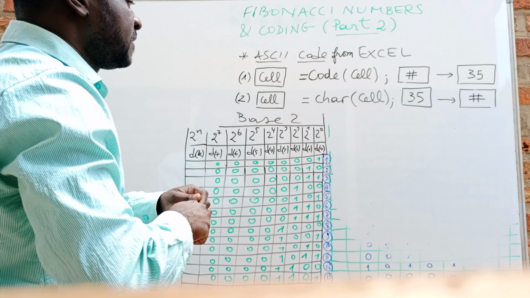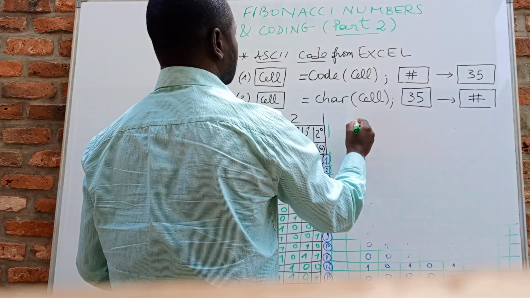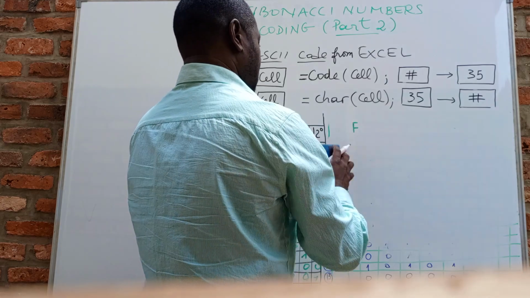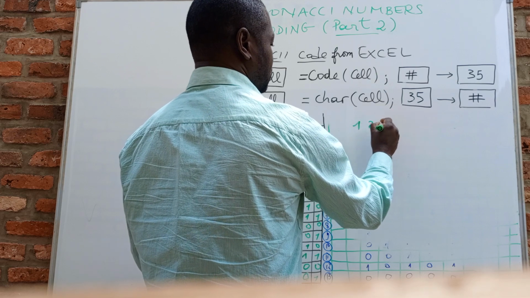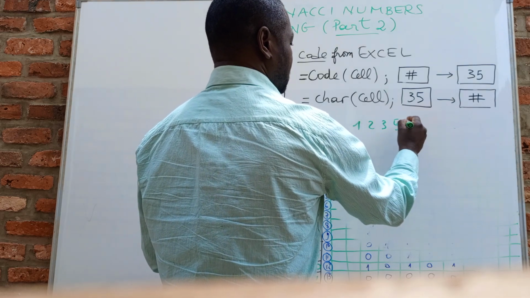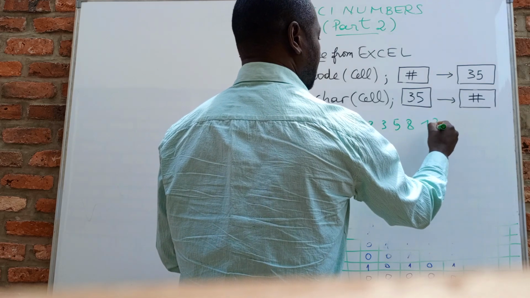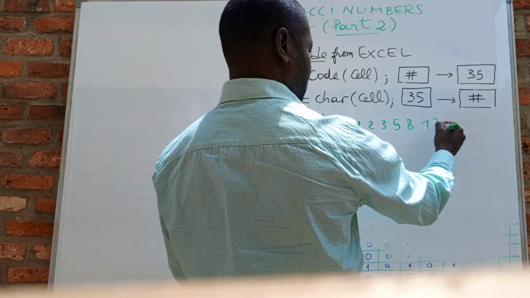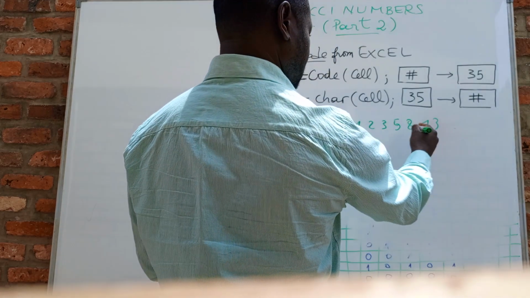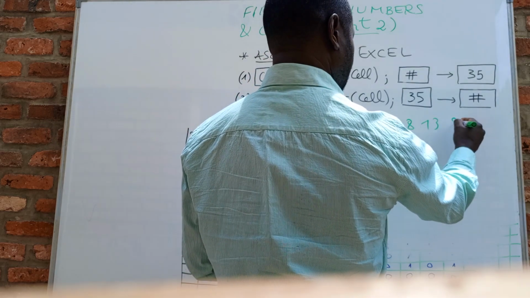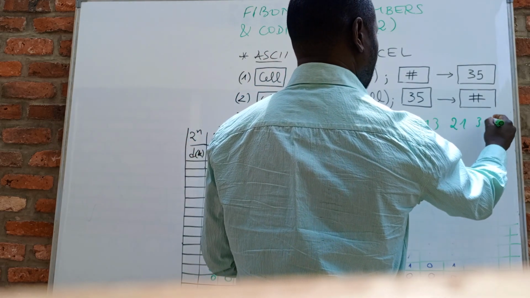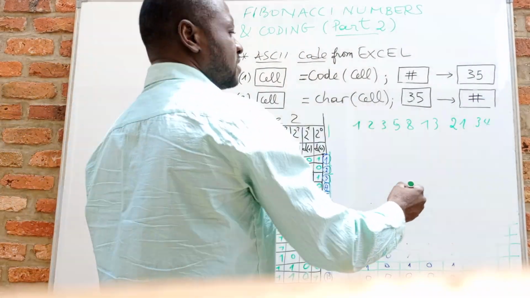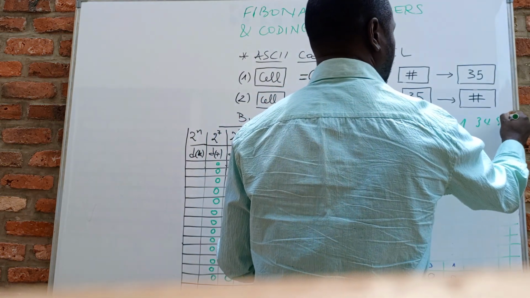So what we do is make a string of the Fibonacci sequence, starting from 1, 2, 3, 5, then 8, then 13, then the sum of these two: 21, then 34. Okay, 35. So these numbers are enough for this case. Maybe the next one is 55 and so on.